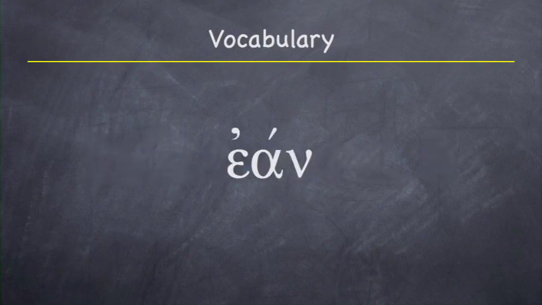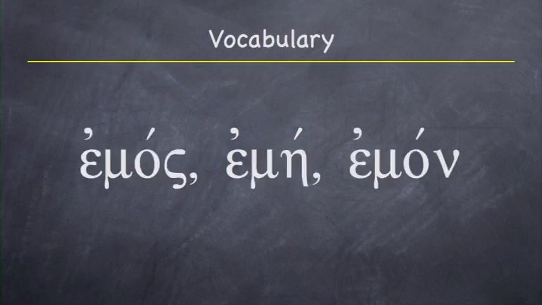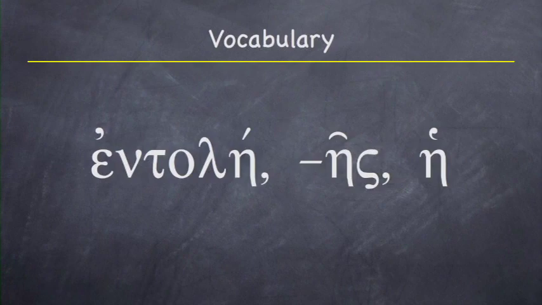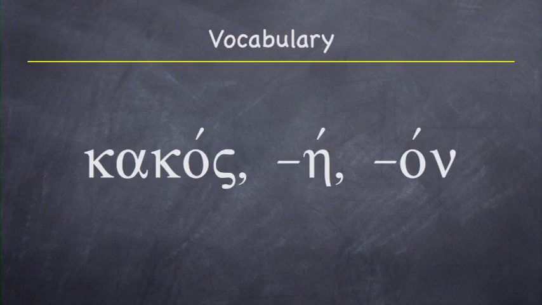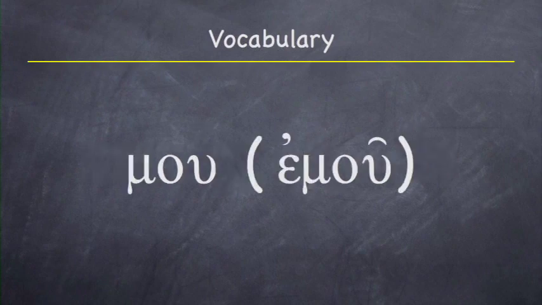Ean, if, when. Hemas, hemon, hemin. My, mine. Entole, entoles, he. Commandment. Kathos, as, even as. Kakos, kake, kakon. Bad, evil. Mou, my, also pronounced emou.